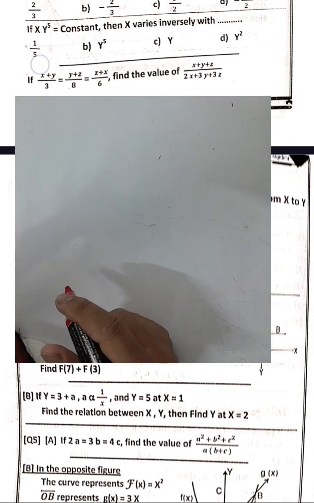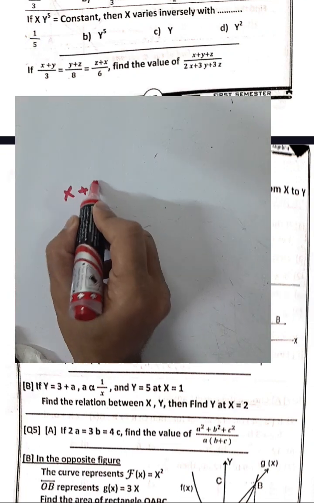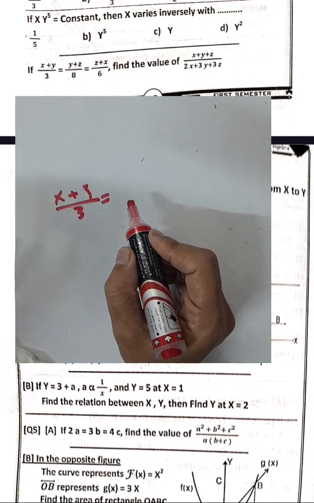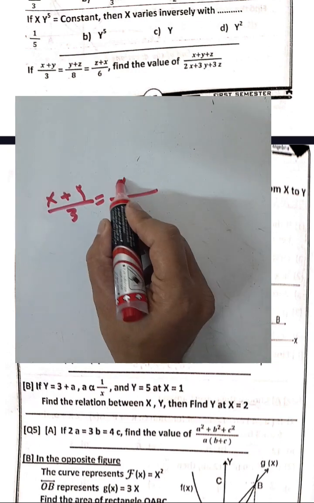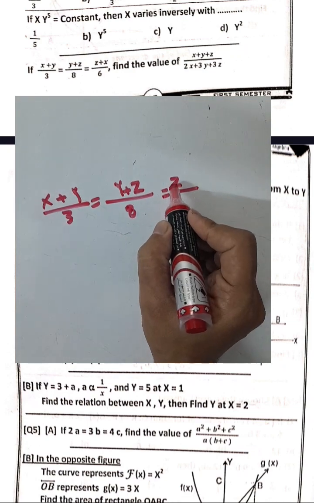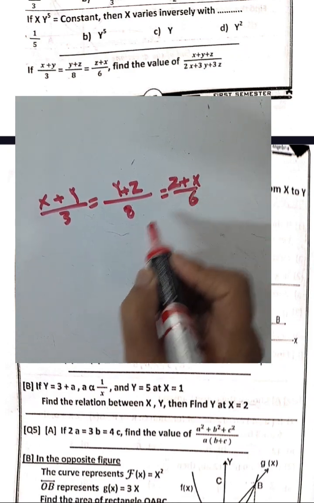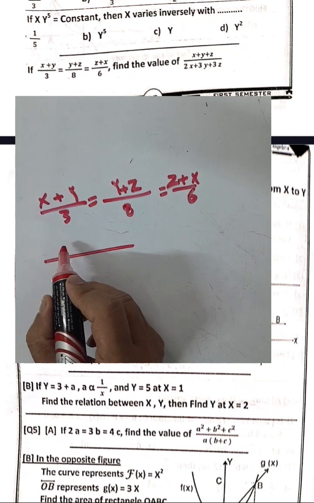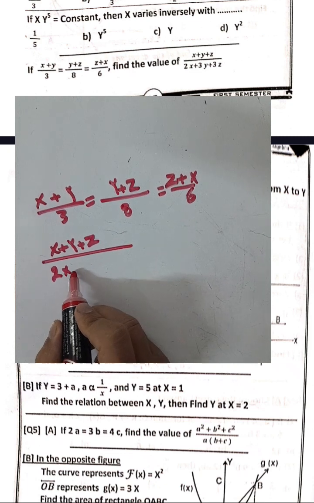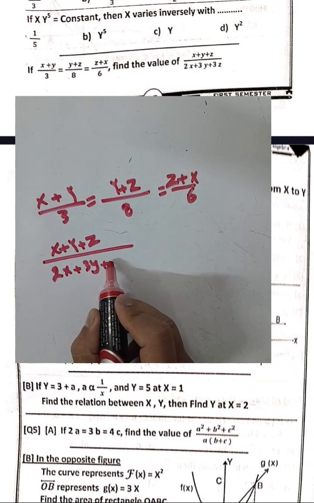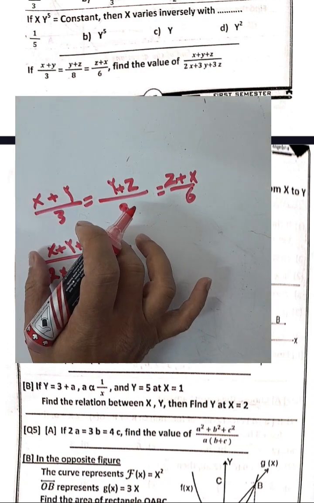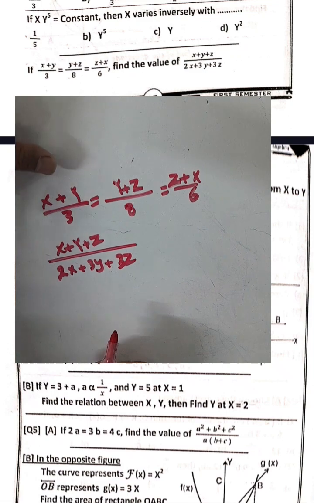Next question. We have the ratio: if x plus y over 3 equals y plus z over 8 equals z plus x over 6, you want to find the ratio between x plus y plus z over 2x plus 3y plus 3z. You can find the result in the numerator by adding ratio 1 to ratio 2 to ratio 3.